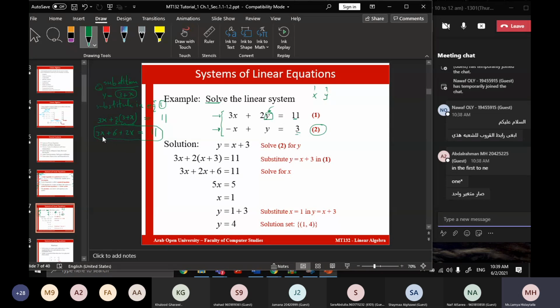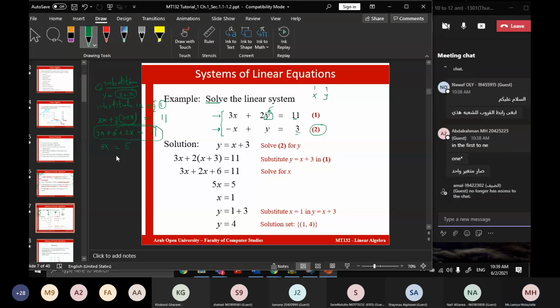طيب يبقى هيكون عندنا شنو؟ 3x plus 2x, this is what? This is 5x, correct? So 5x is equal to what? Take the 6 there, and 11 minus 6, which is 5. So يبقى x بتساوي 1. يبقى I got the value of the x.